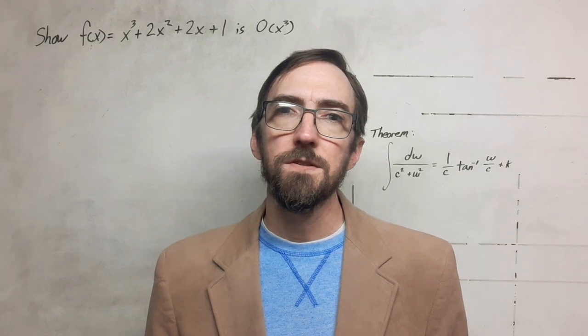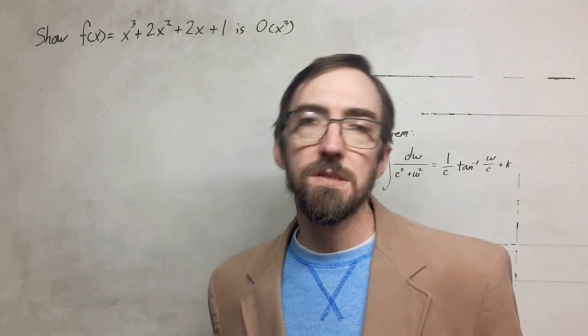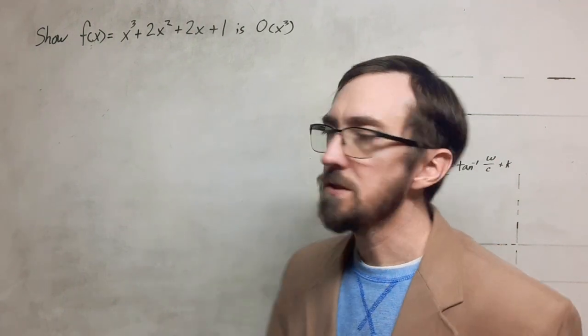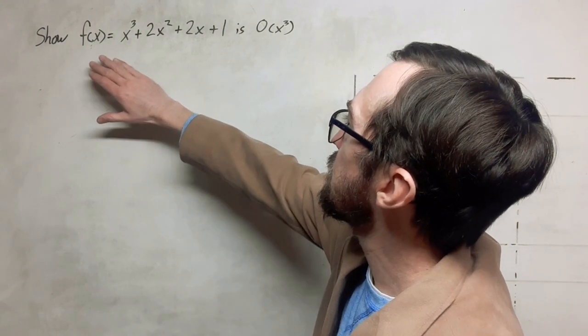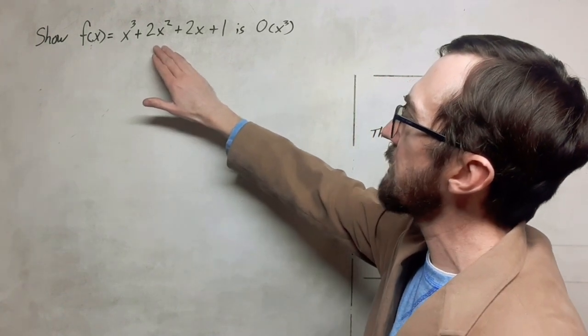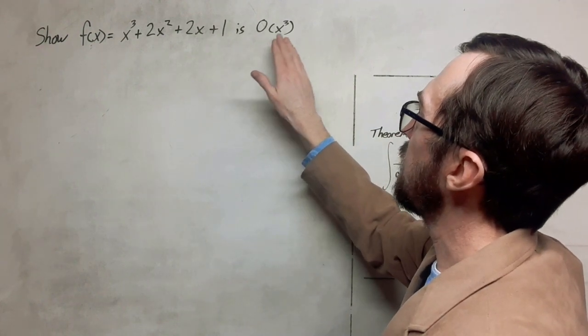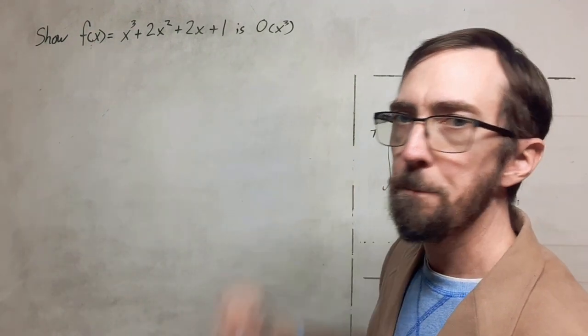Greetings, math friends. We are going to look at a problem that has some applications with computer science. We want to demonstrate that the function f of x equals x cubed plus 2x squared plus 2x plus 1 is big O of x cubed.